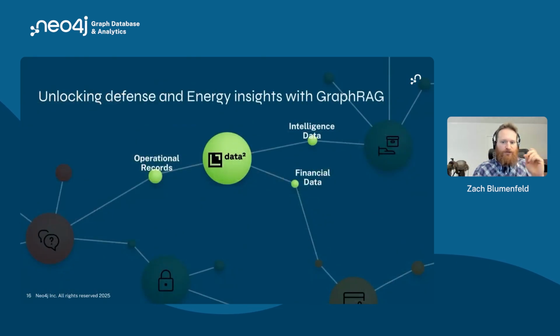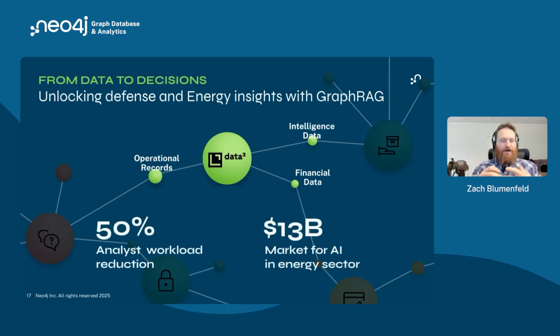And we see similar trends with a consulting company called Data Squared. They're dealing with a similar scenario with analysts, but a much different domain area. They're dealing with intelligence and energy management, which again combines operational records, financial data, and intelligence data. And again, combining all that unstructured and structured data together gets large reductions in analyst workloads.